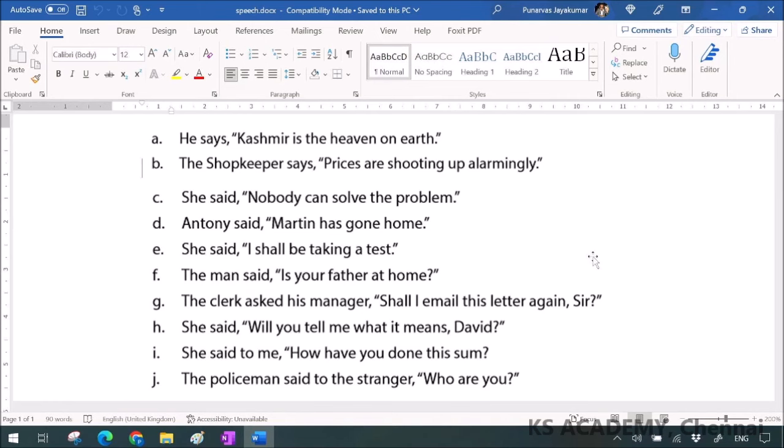First question answer. He says Kashmir is the heaven on earth. He says that Kashmir is the heaven on earth. So when it is present tense, it should be retained in present tense. If it said, he said Kashmir is the heaven on earth, then it will become "was." Because it's in present, both should be retained in present.